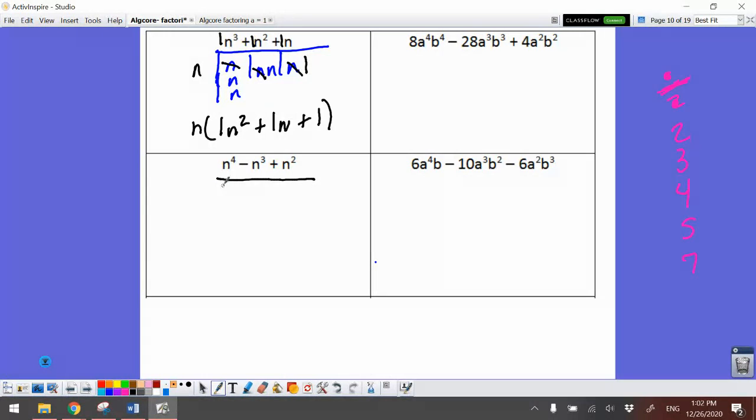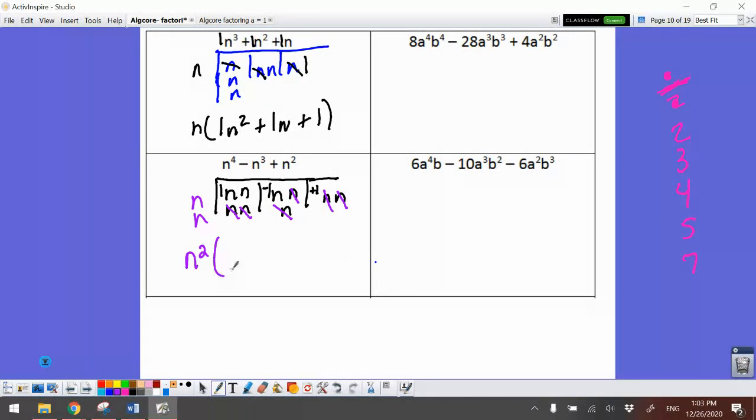Let's go ahead and go down 1. Let's see what we can do with this one. So 1, 2, 3, 4. 1, 2, 3. And this is a 1. This is a negative 1. And this is a positive 1. Okay, how many n's can you take out? Well, I see I can take out 1. And I see I can take out another 1. So I'm going to take out 2 n's. Now I'm done because this one doesn't have any more n's.